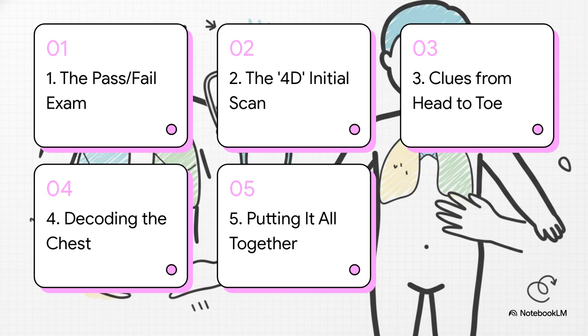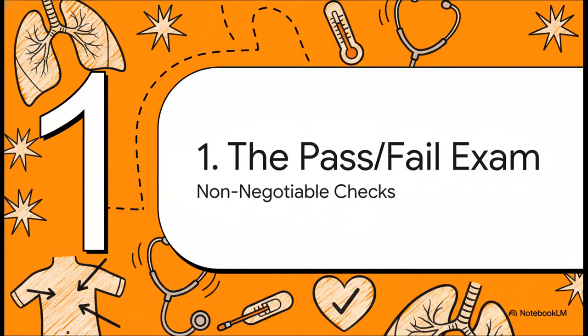And in this explainer, we're going to give you that exact system. We'll break it down into 5 easy parts. We'll start with the absolute non-negotiables. Then we'll cover a hands-off scan, a head-to-toe exam, then dive deep into the chest itself, and finally, show you how to put all those clues together. Okay, let's dive right in.